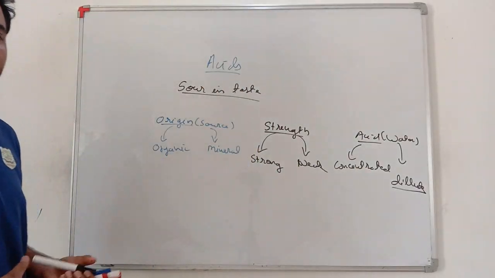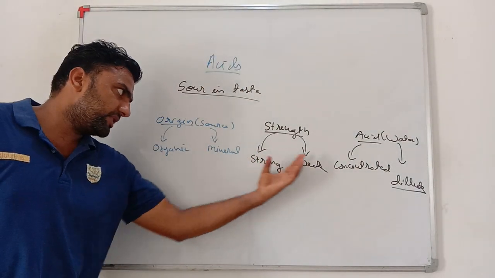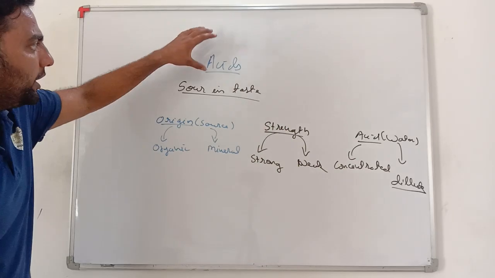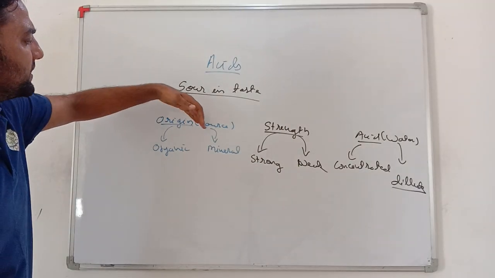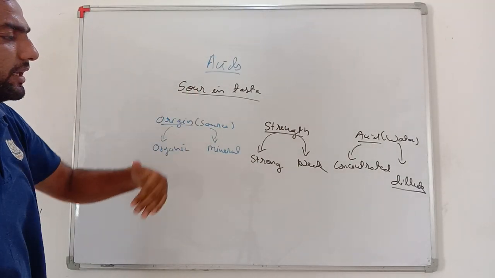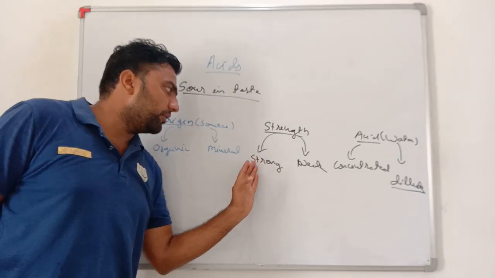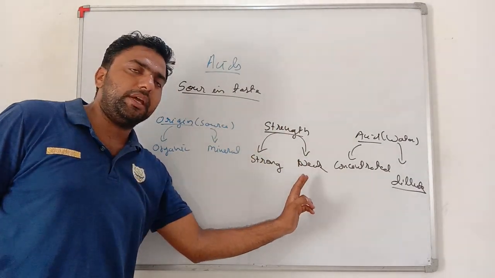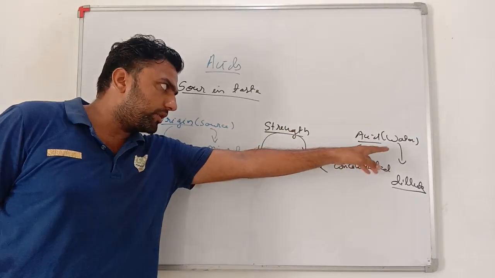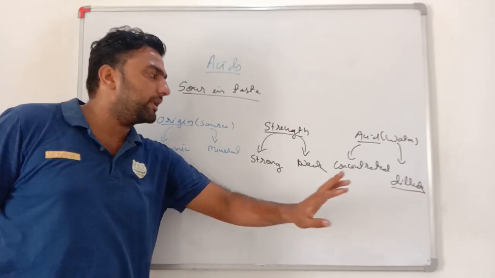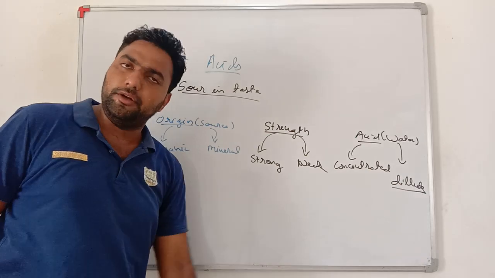See my dear students, acids are in these categories. Where do we get the acid from? On this basis, acids are divided into organic and mineral acids. What is the strength of the acid? On that basis, it is divided into strong and weak acids. And how much water is present in the acid? Based on that category, it is divided into concentrated and dilute acids.